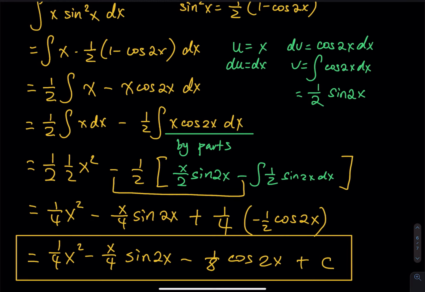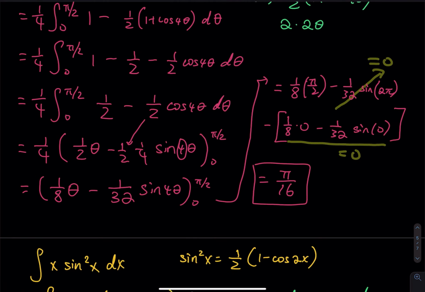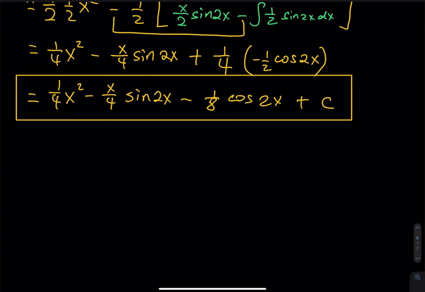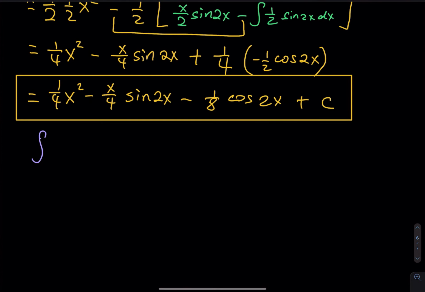All right, let's do the last one. What color did I use for the last one? The last one I used a purple: cosine 4th power of 2 theta. Okay, let's do that. I use a purple, the integral of cosine 4th power of 2 theta d theta.